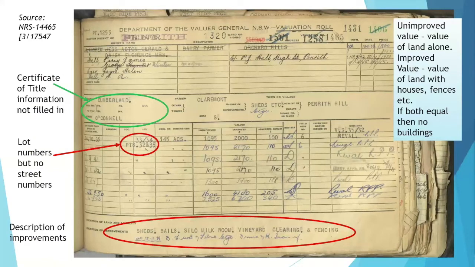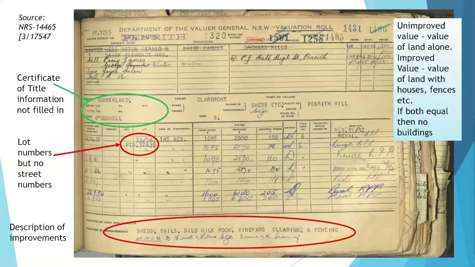So here's an example of one of those valuation rolls pages, and in fact it is the page for this property. And there is no certificate of title information filled in. We've got lot numbers, but no street numbers. There is a section for values. You've got your unimproved value, which is the value of the land alone. Your improved value, which is the value of the land with houses and fences. And remember, if these are actually the same, then that means there's nothing on the property.